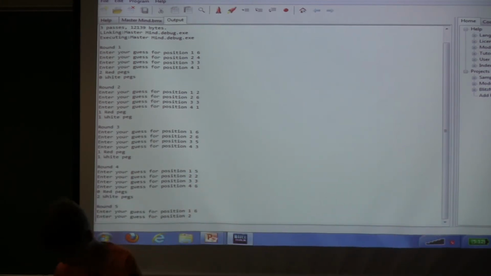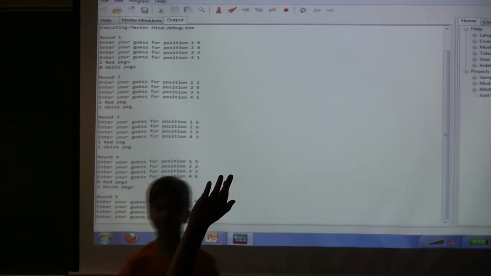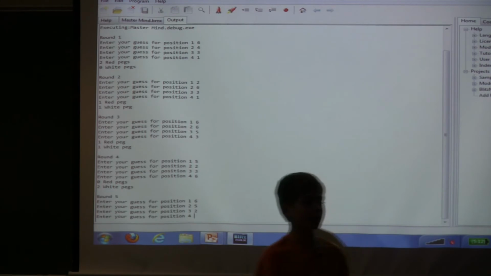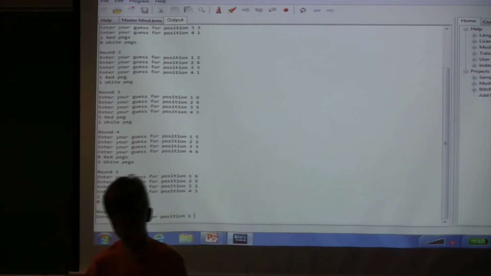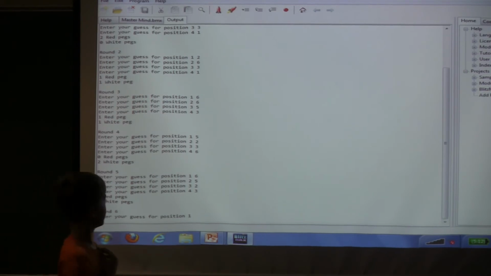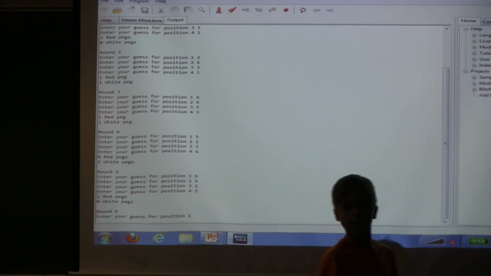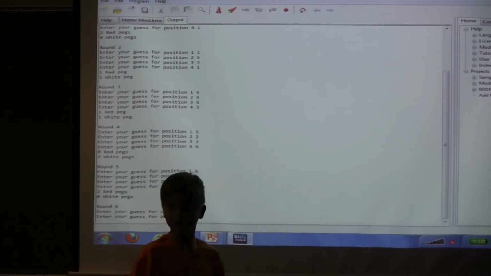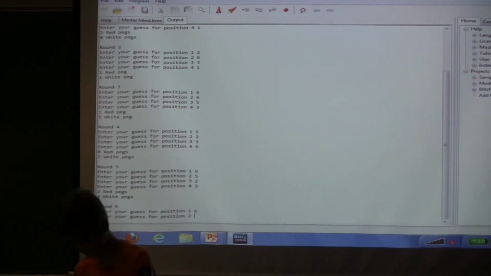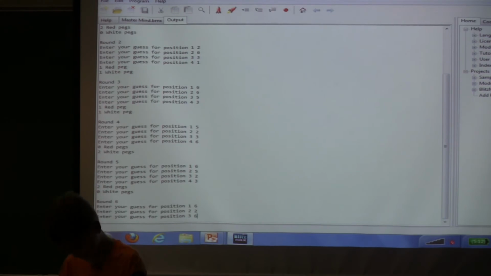5, 2, 3. And I got 2 red pegs again. So it's probably 6 and 3 are in the right spot. Okay, so 6 and 2. Josh, you didn't raise your hand. 6. Okay, it's better.